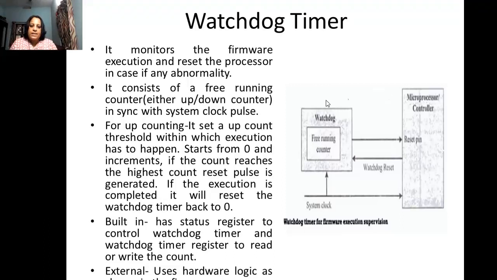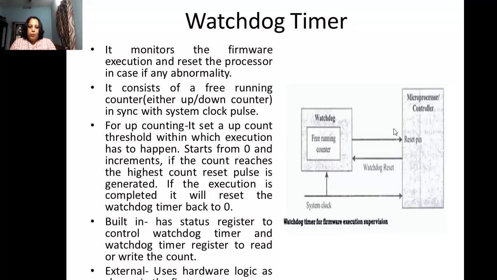The watchdog timer basically has a counter. Majorly, you can see that it has a free running counter. That counter can be an up counter or a down counter. When I say up counter, starting from 0 it will count, and if I say down counter, it will start from a particular count and go down to 0. So that is what an up counter and a down counter are. And this free running counter is in sync with the system clock. The oscillator unit's clock signal goes to the processing unit as well as the watchdog timer, so it is in sync with the system clock pulse.